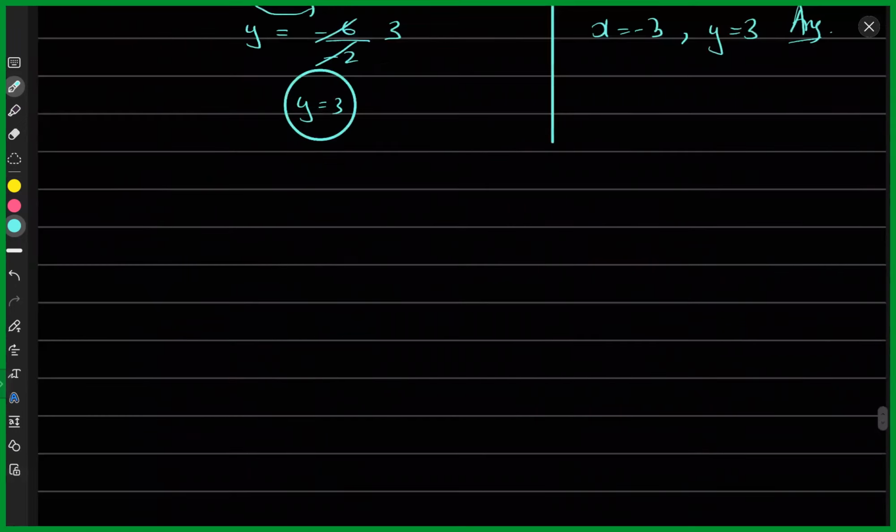Acha. This was basically one of the two methods. It's the elimination method, but I'll specifically talk about the methods later on. For now, we're talking about elimination. Okay, let's talk about another question.